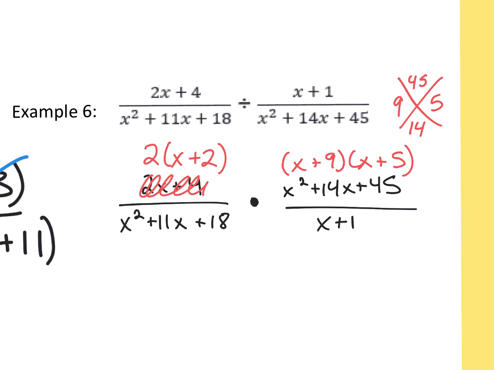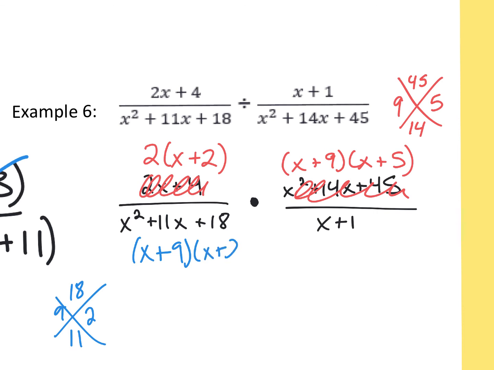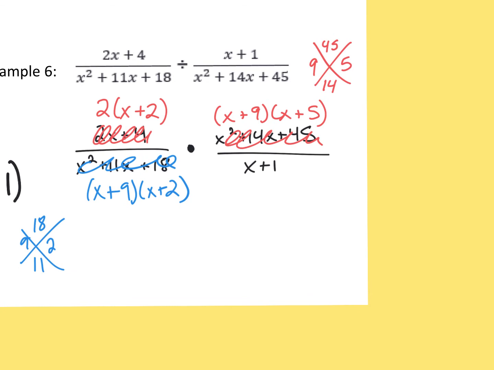Okay, first denominator. Can that be factored? X method. What goes on top? Bottom. We're so close. Multiply to 18, add to 11, 9 and 2. I like it. X plus 9, x plus 2. Scratch it out. And then my last denominator, x plus 1, is that going to do anything? No, leave it alone.